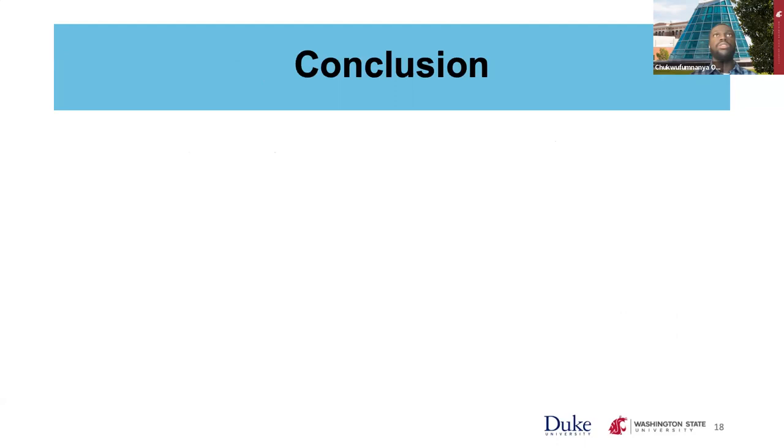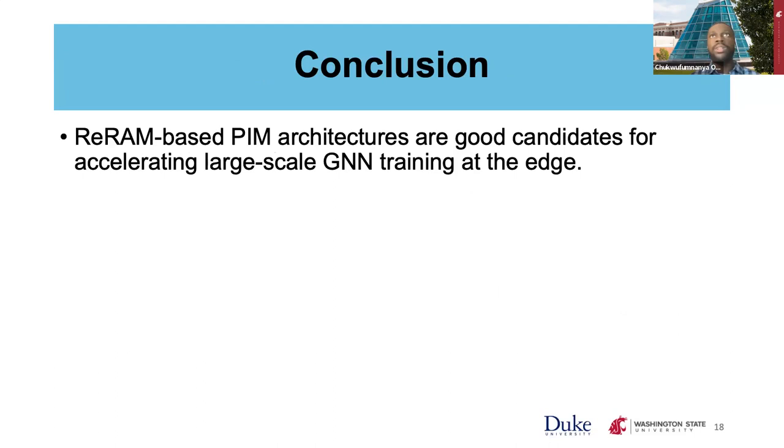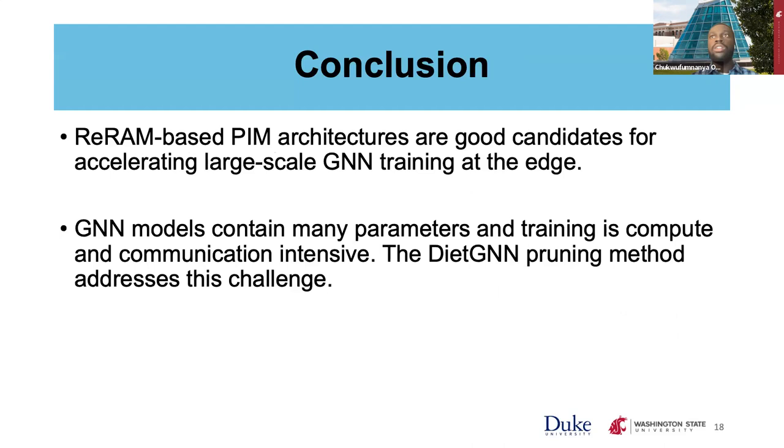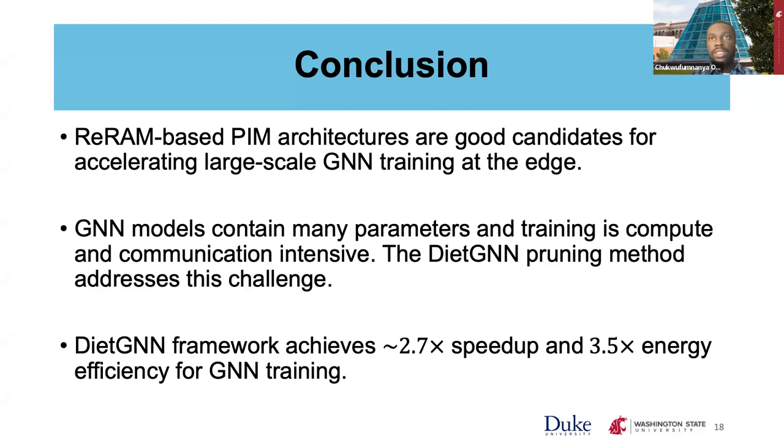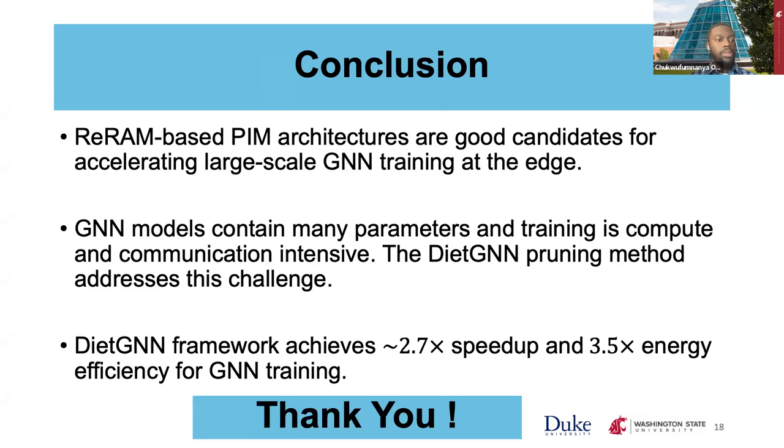At a high level, in conclusion, we have shown that neuron-based pruning architectures are good candidates for accelerating GNN training at the edge, and the Dyer GNN method prunes GNN models and reduces the compute and communication overhead. This framework achieves up to 2.7 times speedup and 3.5 times reduction in energy during GNN training. Thank you. I'll be taking questions.